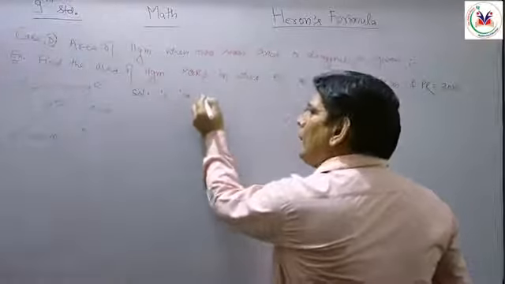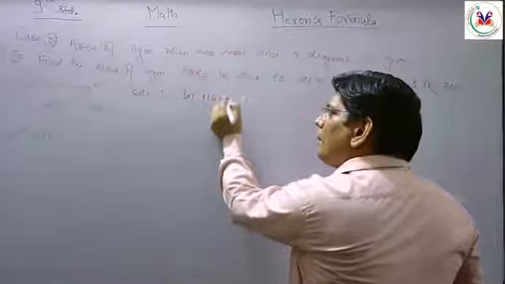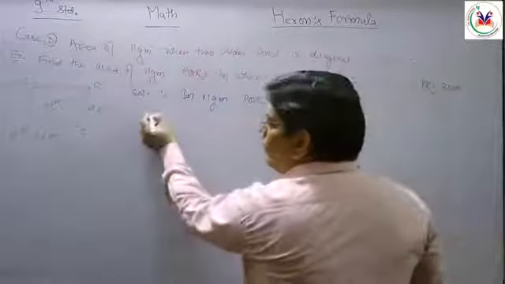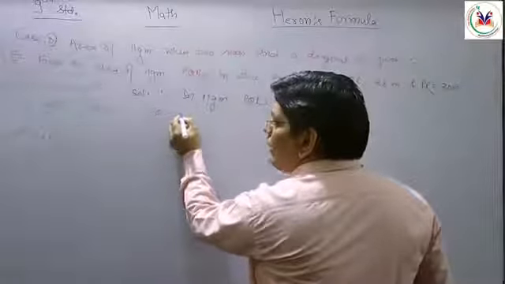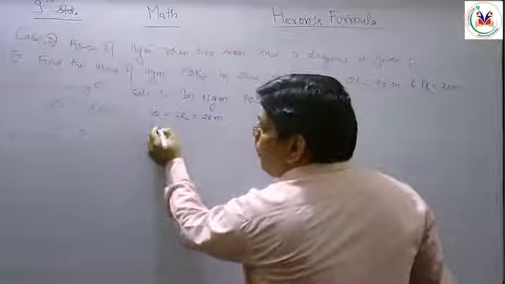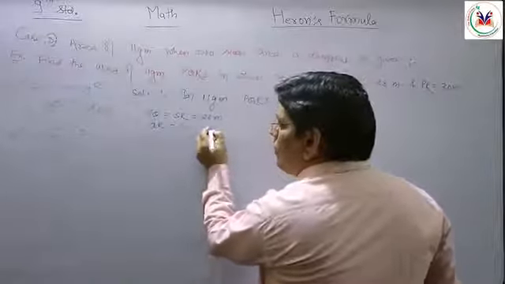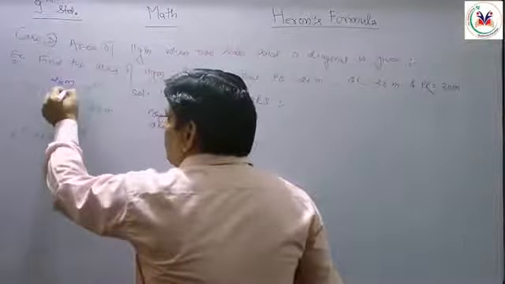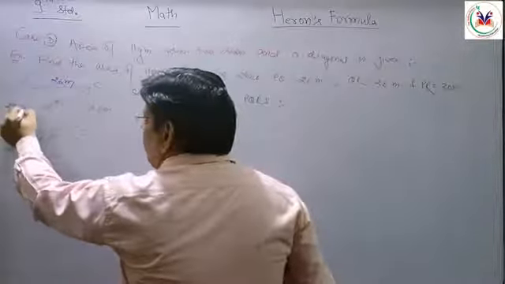When we are going to solve, in parallelogram PQRS, PQ equals SR, that will be 26 meter, and QR equals SP equals 28 meter. So it is also 26 meter and that is 28 meter.